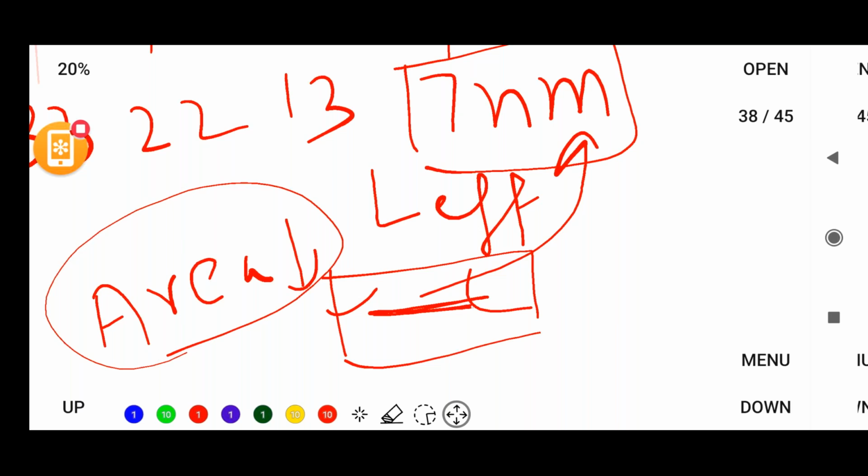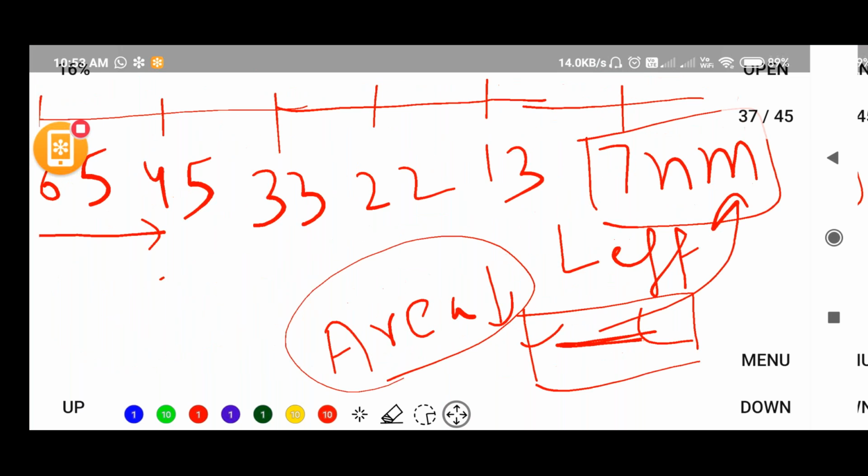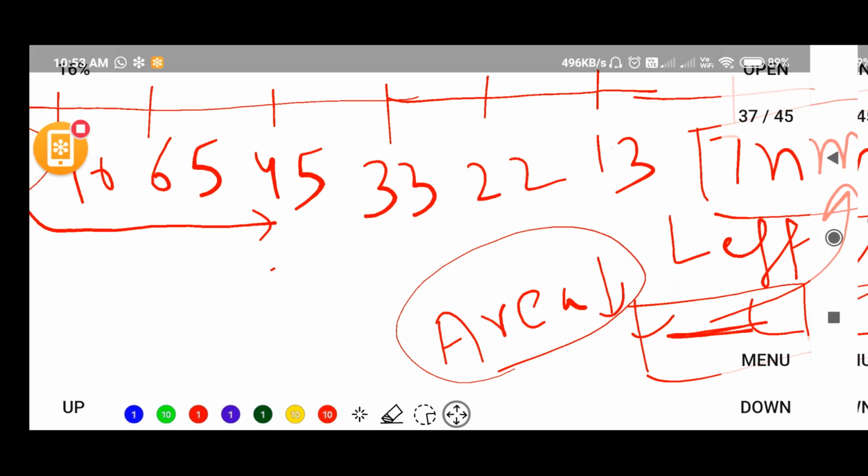So if the technology is 7 nanometer, that means your effective length is very small, your channel is very small, and of course your area factor is very small. Okay, so you have to observe this in the evolution of VLSI.